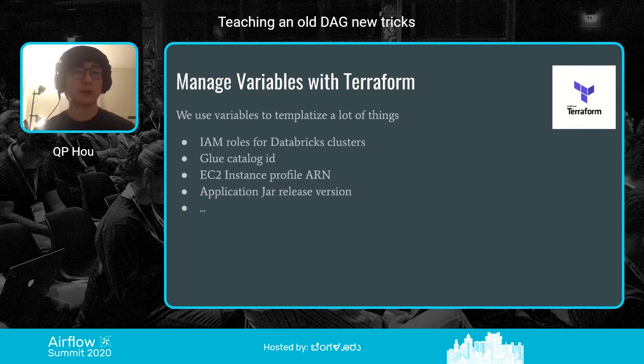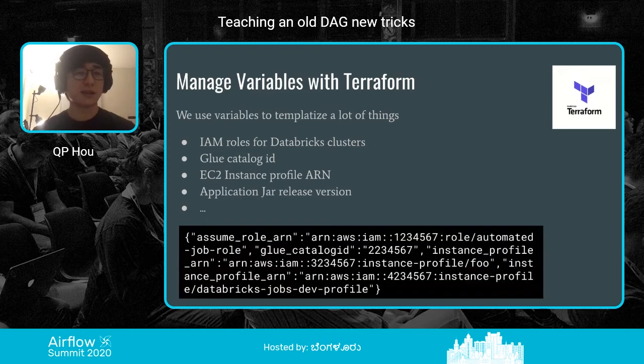So a variable is a really good example in this case. We leverage variables at Scribd for a lot of different things, but it gets a little bit messy very quickly. This is an example of what a variable looks like. This is a single variable in Airflow, right? If you look at this, it's really clear that this is not readable for a human.